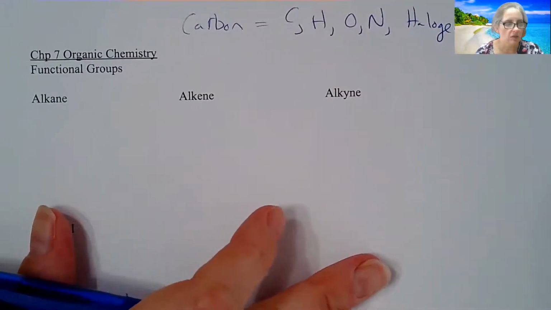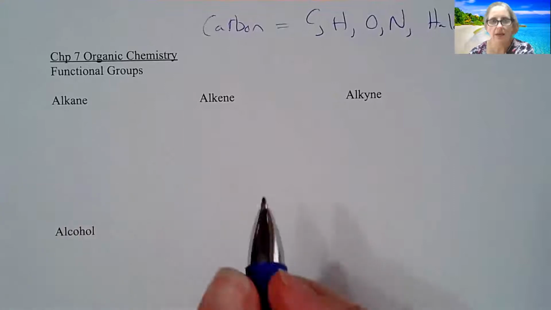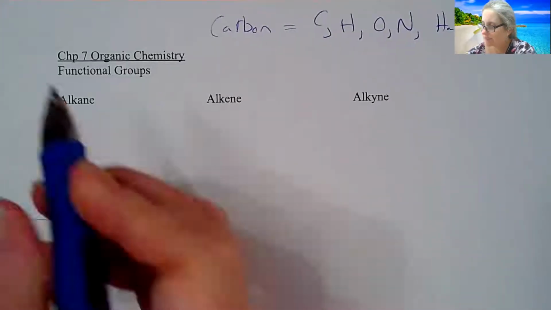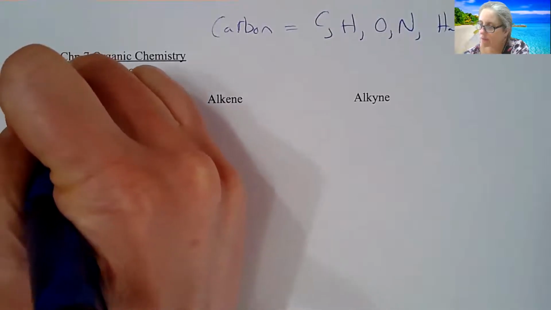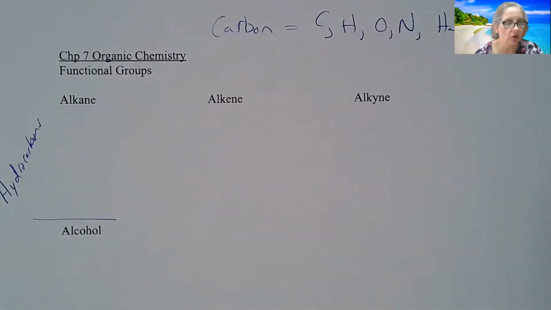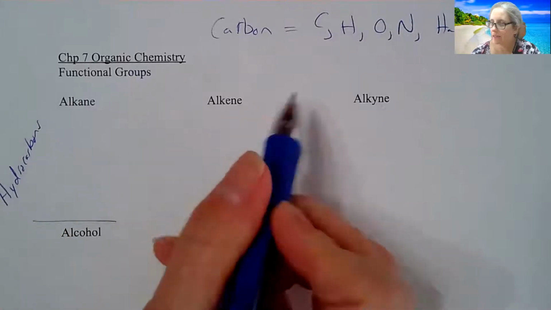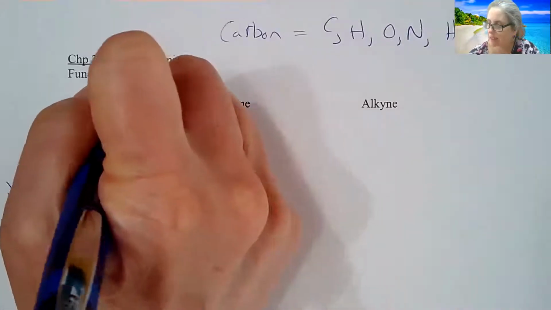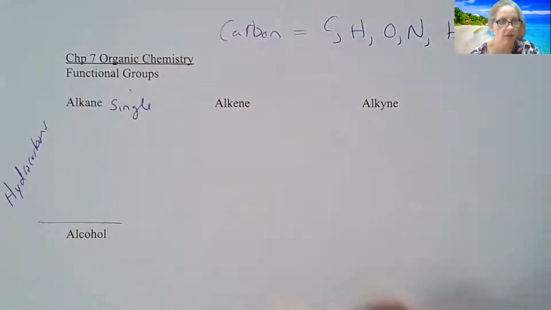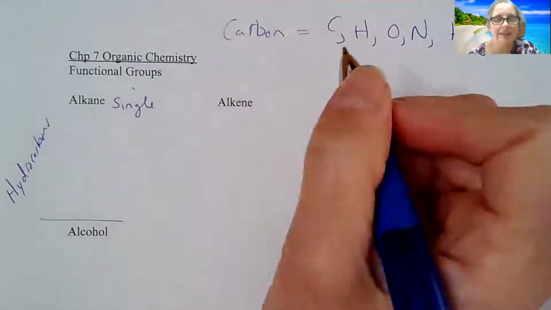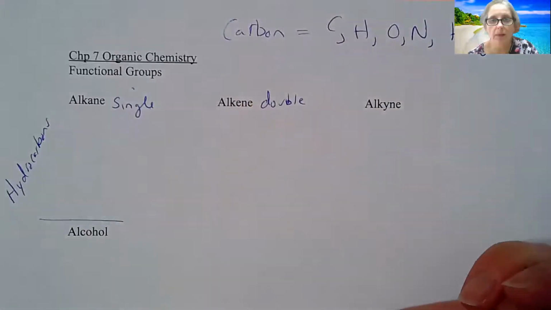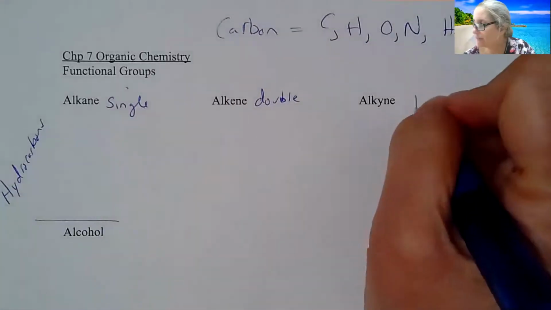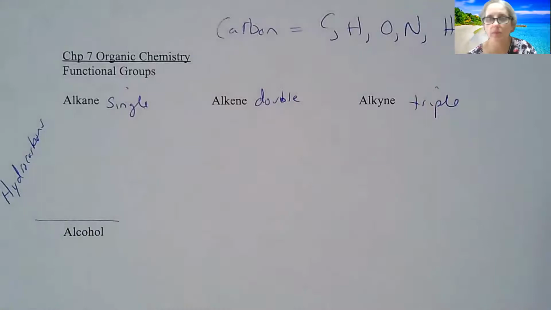So I always like to start with the first grouping, which is the alkanes, alkenes, and alkynes. These are what we call the hydrocarbons, and they are exactly what they sound like. They are hydrogen and carbon. So we have alkane, alkene, and alkyne. Alkane is anything with single bonds in it. Alkene is a double bond, at least one double bond in the structure. And finally, alkyne is a triple bond.